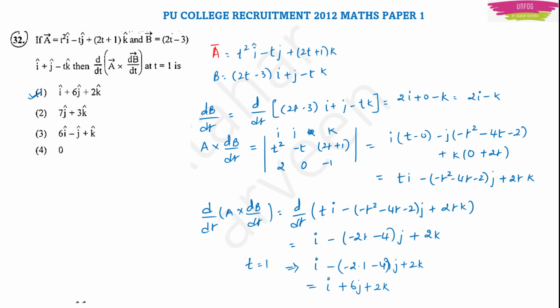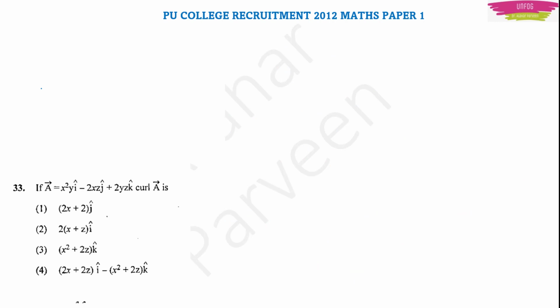Okay. So this was a lengthy thing, but then maths people can do so much, right? Even in physics, I think they can ask in paper 2. This type of question can be asked. Okay. Next question is, if A is equal to x square y i cap minus 2xz j cap plus 2yz k cap, curl A is.